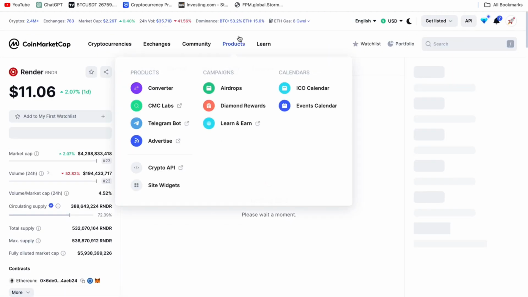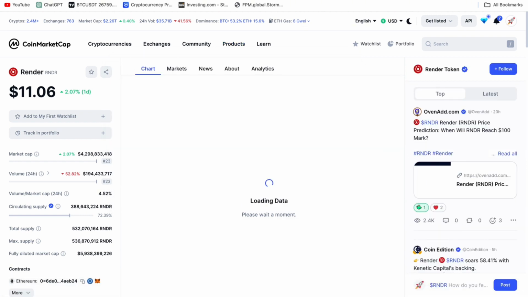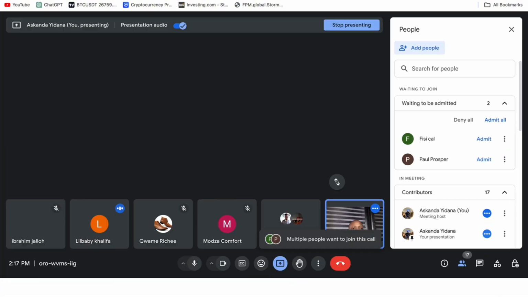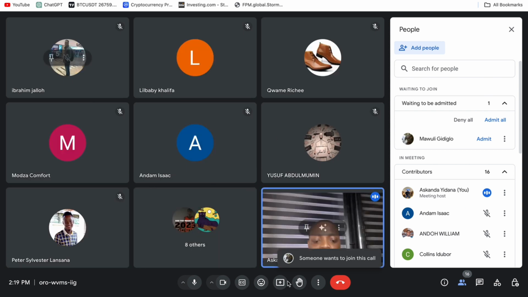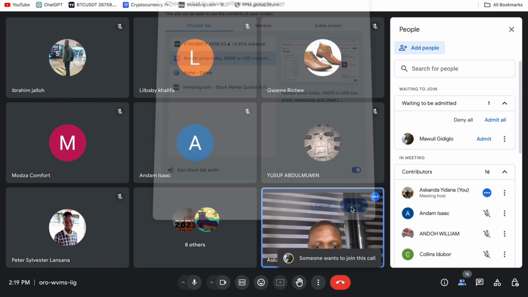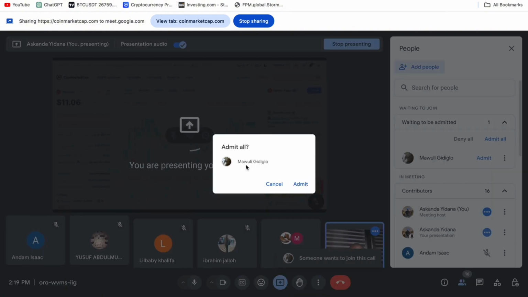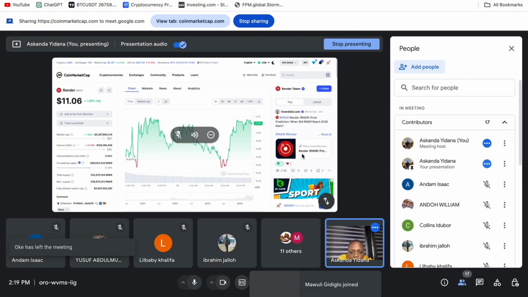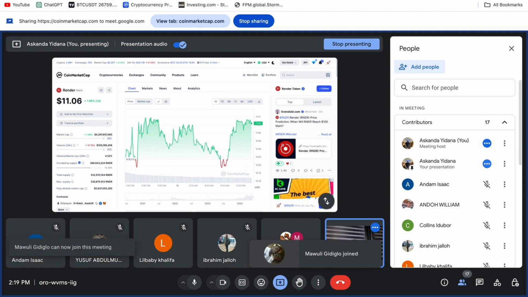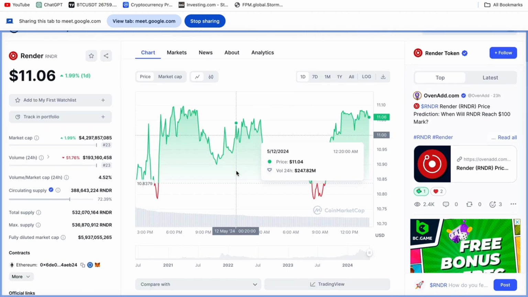Let me share here for people to see. Okay, I'll go to Render token. Guys, let me try and share this place. So I selected Render token. So what I'll do is I'll scroll down.